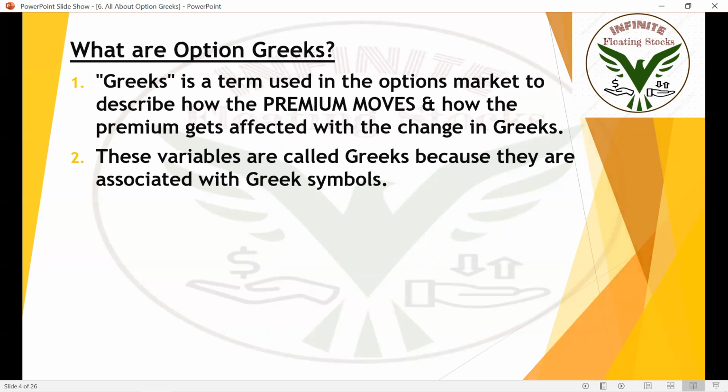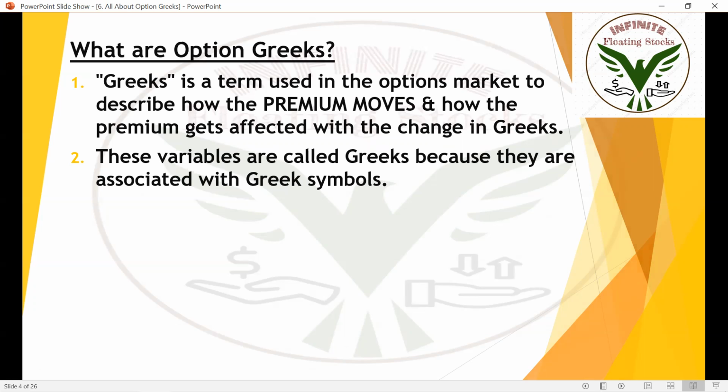An option Greek is a term used in the options market to describe how the premium moves. I'm expecting that you already know what a premium is. Premium is a token amount or an advance amount which you pay to get the right to enter the options contract. You need to pay the premium.